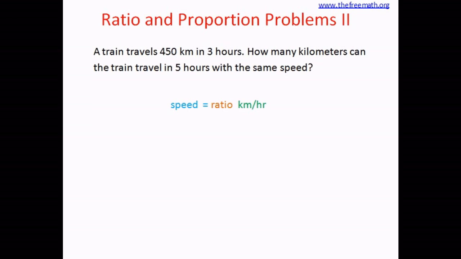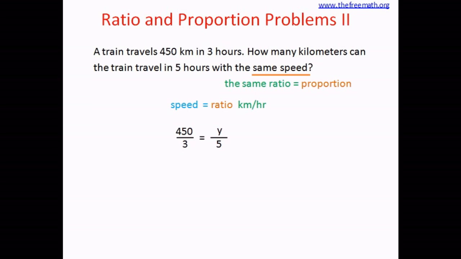Now if you look at the problem, it says with the same speed. So what does the same speed mean? It means the same ratio. And the same ratio means proportion. So this is a problem of proportion. What is in proportion? The two ratios. Which two ratios? The ratios of 450 kilometers to 3 hours and y kilometers to 5 hours. Now what is y here? Y is the distance traveled in 5 hours that we are supposed to calculate. So we are assuming that as y and we will calculate the value of y.